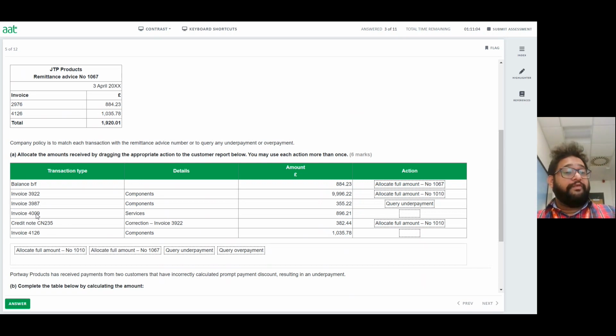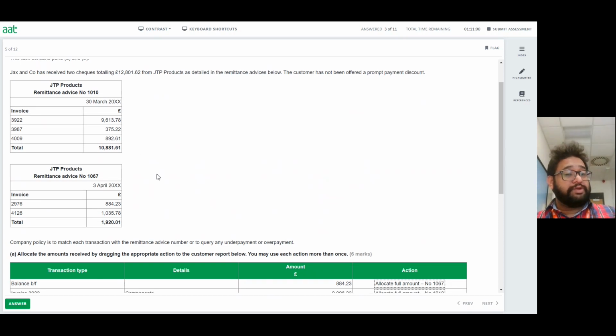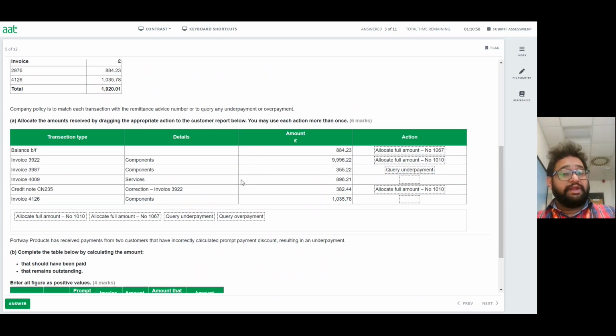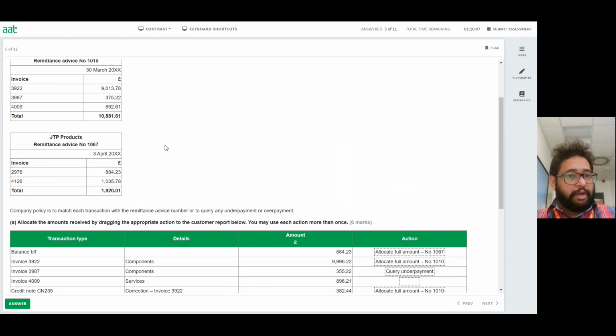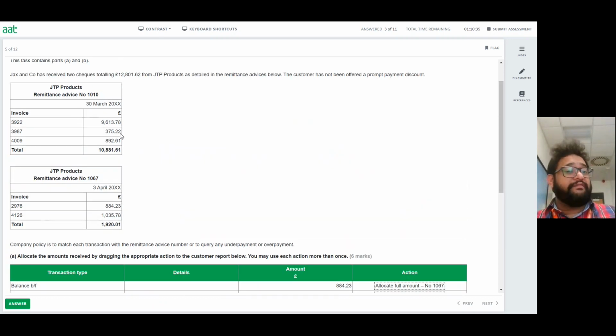Now look at the next one, 4009. If you notice here, £892.61 and £800.21. Hold on, I got it slightly wrong here. If I look at that now, this is the amount they have paid and this is the amount on the invoice. So therefore it's not an underpayment, it's an overpayment. This is the amount in my books, and they paid 375.22.